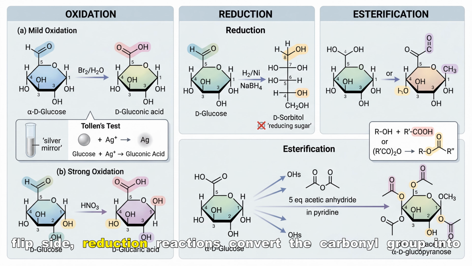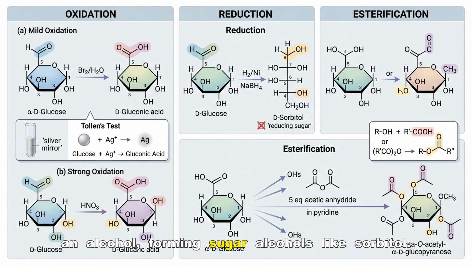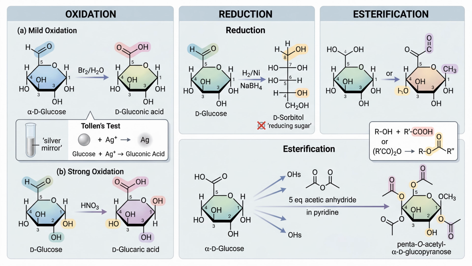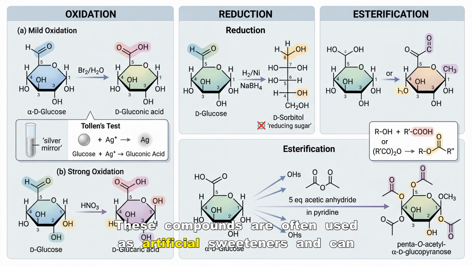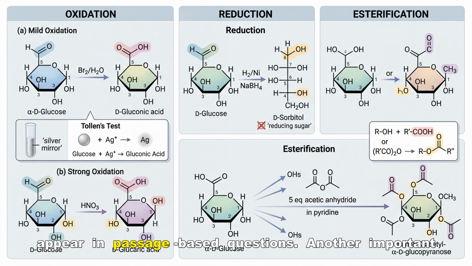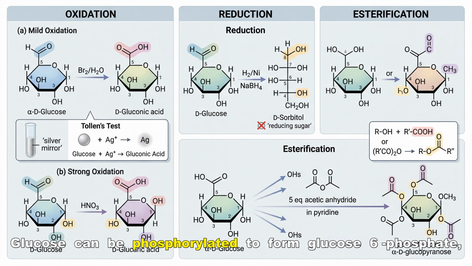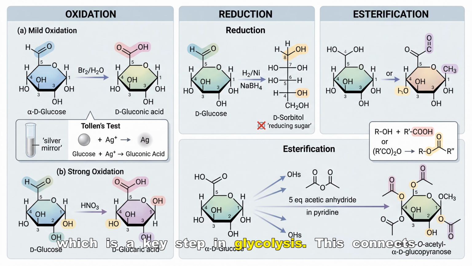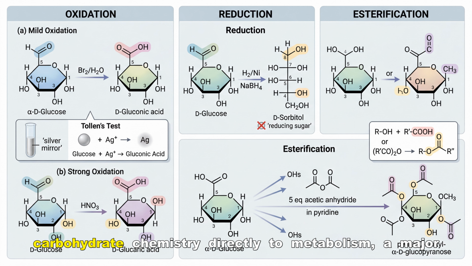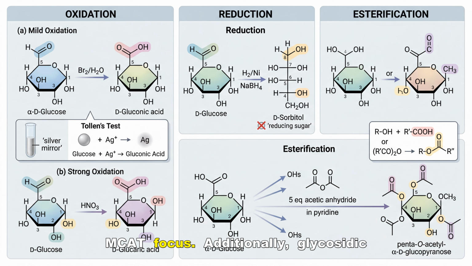On the flip side, reduction reactions convert the carbonyl group into an alcohol, forming sugar alcohols like sorbitol. These compounds are often used as artificial sweeteners and can appear in passage-based questions. Another important reaction is esterification, particularly phosphorylation. Glucose can be phosphorylated to form glucose 6-phosphate, which is a key step in glycolysis. This connects carbohydrate chemistry directly to metabolism, a major MCAT focus.